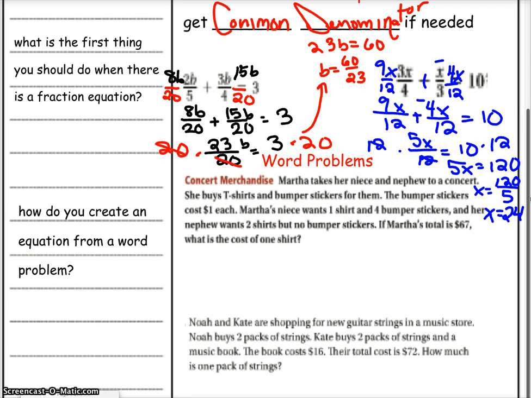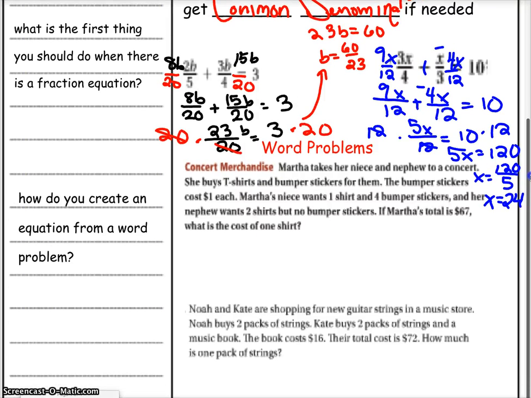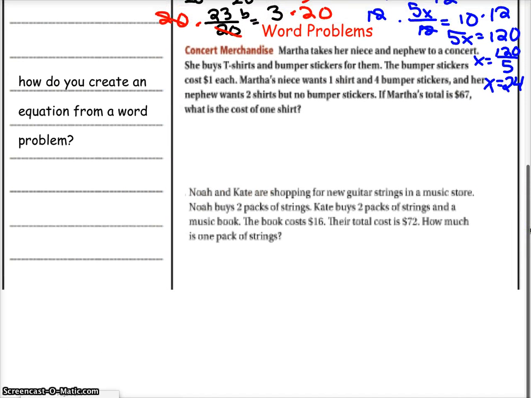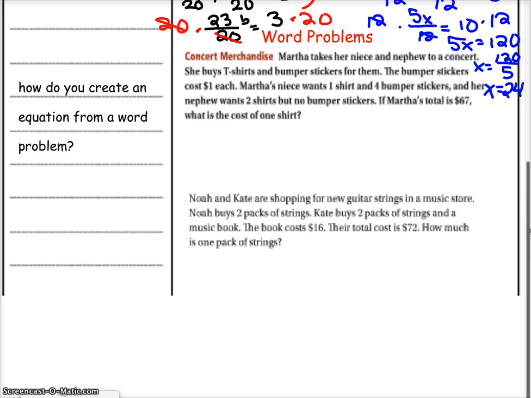So yay, you're going to have fun with that today. It's complicated but kind of fun because you want to know if you're right. Then you get word problems. Concert merchandise.